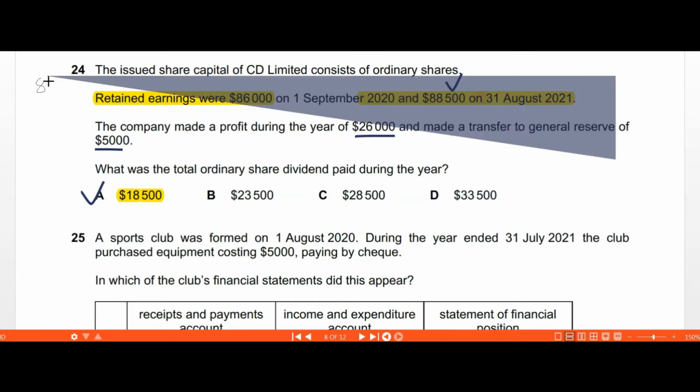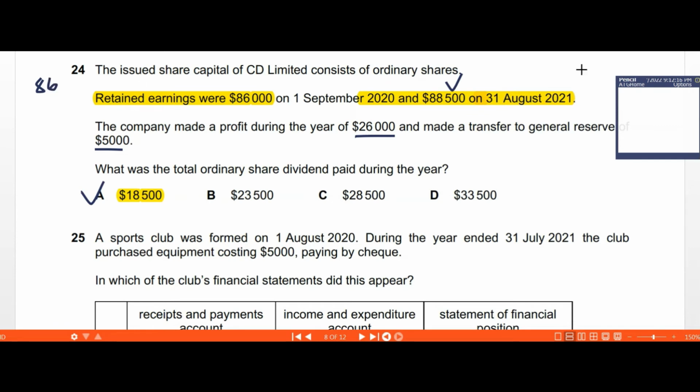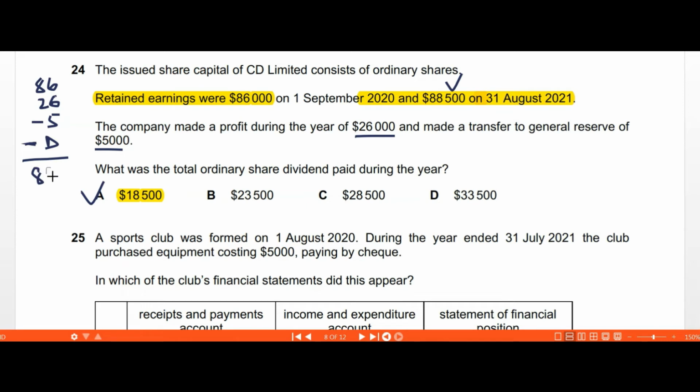So at the start we had 86,000 as the retained earnings, and during the year we added 26,000 more to it, and then we transferred 5,000 to general reserve, and then we must have also given the dividend, and after giving the dividend we are left with 188,500. So we're just doing a simple mathematical calculation.